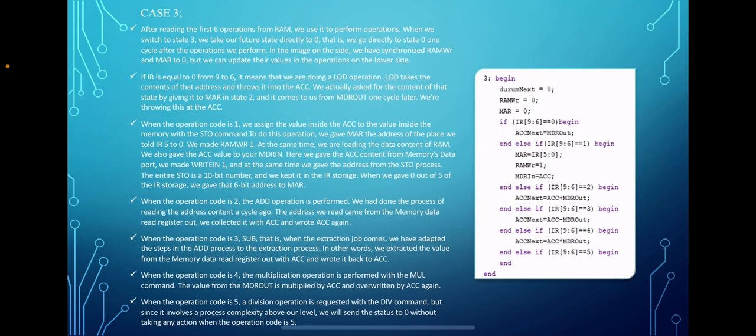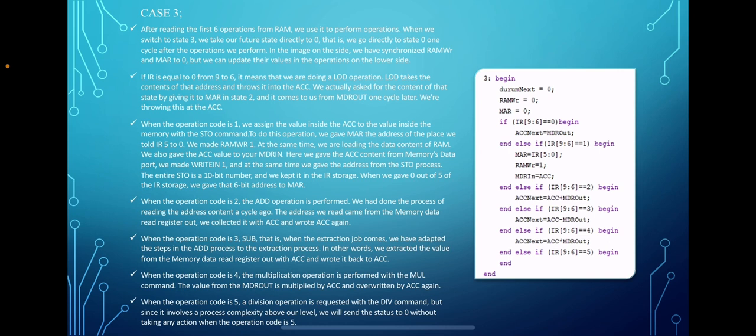State 3. After reading the first 6 operations from RAM, we use it to perform operations. When we switch to state 3, we take our future state directly to 0. That is, we go directly to state 0 one cycle after the operation we've performed. In the image on the side, we have synchronized RAMWR and MAR to 0, but we can update their values in the operations on the lower side.